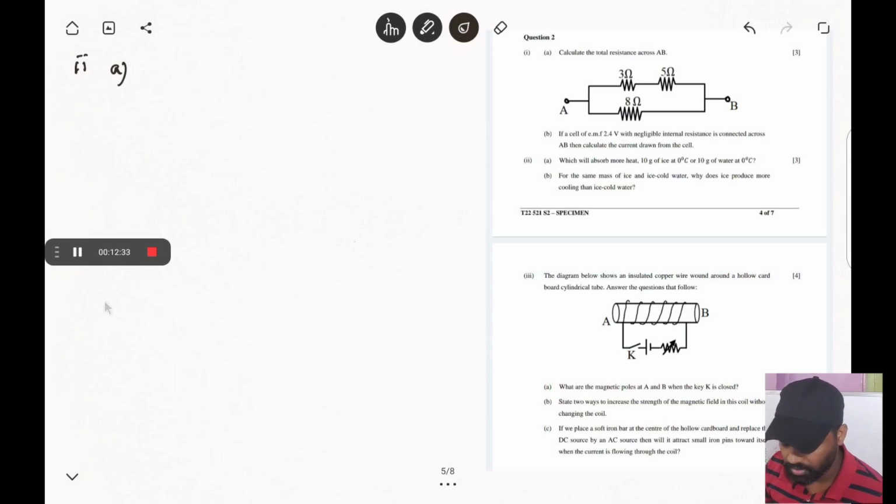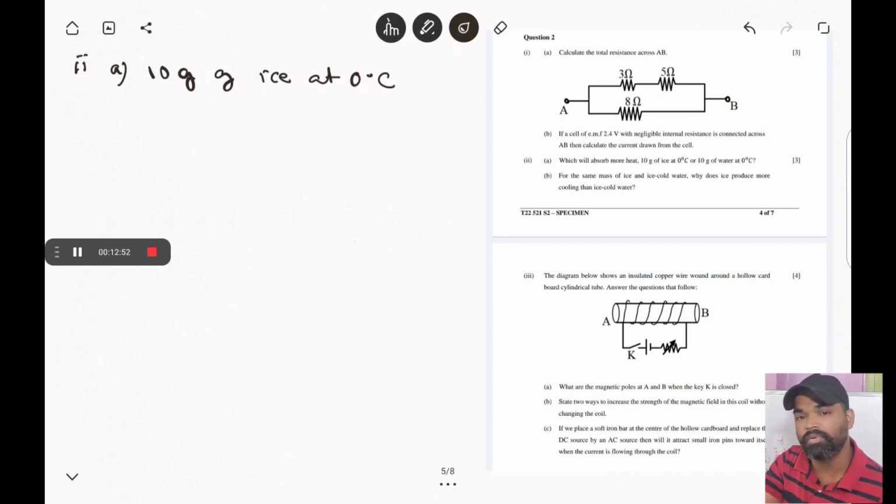Which will absorb more heat: 10 gram of ice at 0 degree or 10 gram of water at 0 degree? My answer is 10 gram of ice at 0 degree will absorb more heat. Yes or no? Because it will absorb latent heat to change to water at 0 degree.